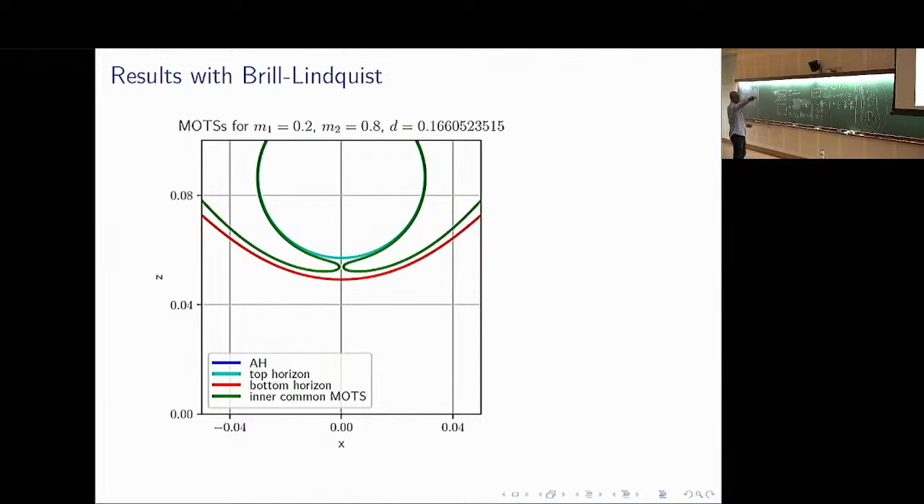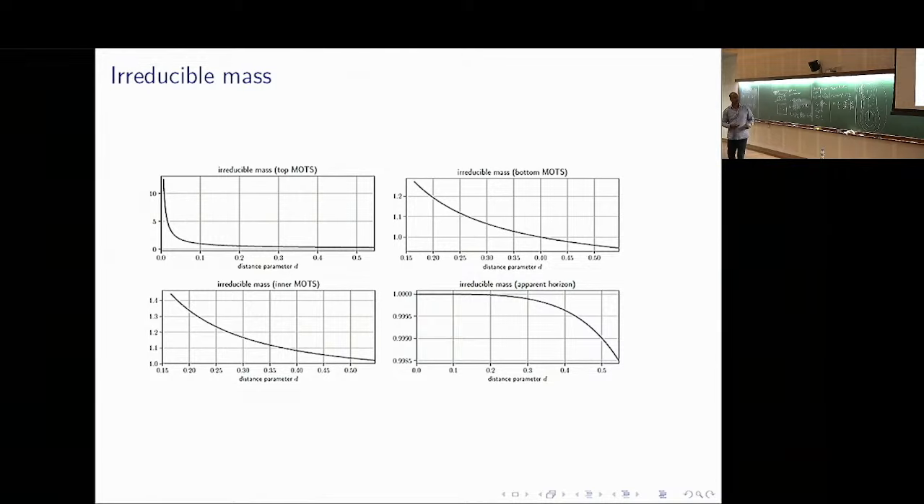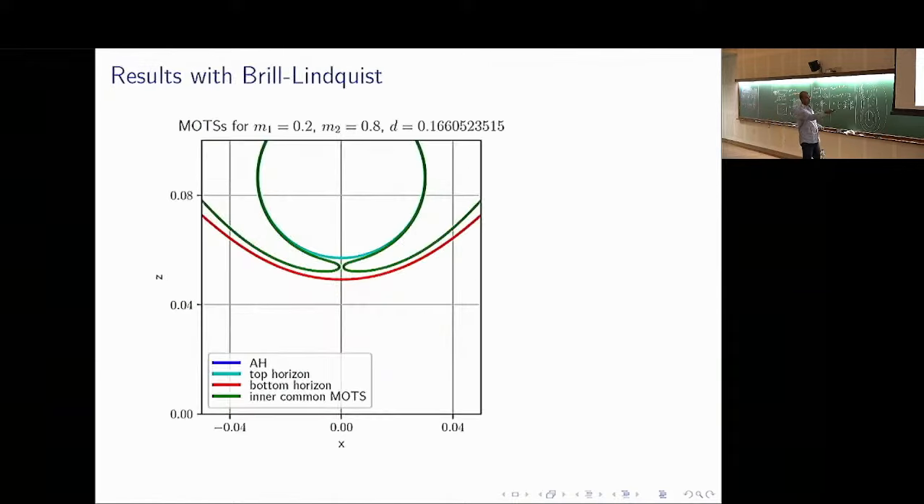Right, so this MOTS is almost undisturbed, the blue one. The red one is distorted, but the green one, look at that. And these are the irreducible masses of all of these. We'll discuss this in more detail later. So I want to just show these numerical results here first.